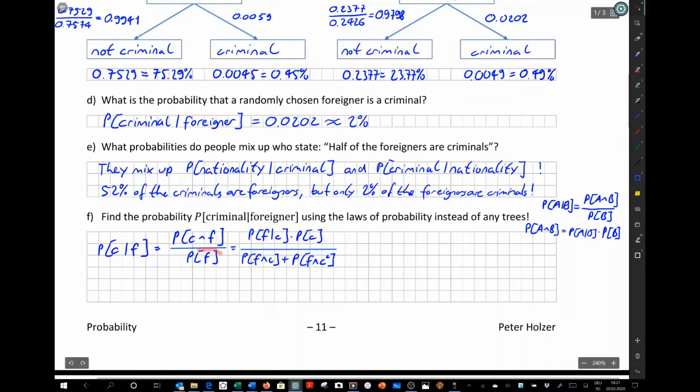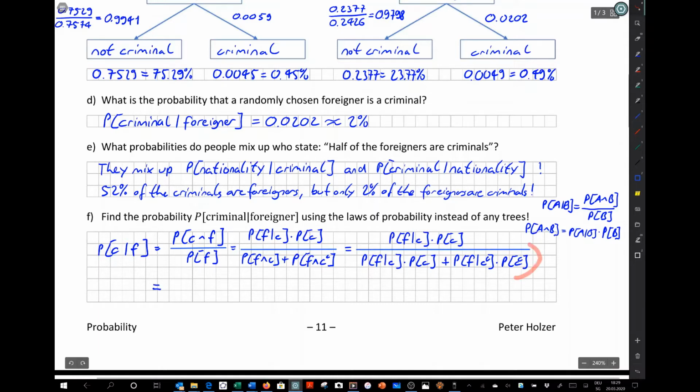And the probability of foreigner can be split into probability of foreigner and criminal plus the probability of foreigner and not criminal. So we copy the numerator, and in the denominator, probability of foreigner and criminal, well, that's the same as what we did up here. So we get again this here, and the probability of foreigner and not criminal is the probability of foreigner given not criminal times the probability not criminal.